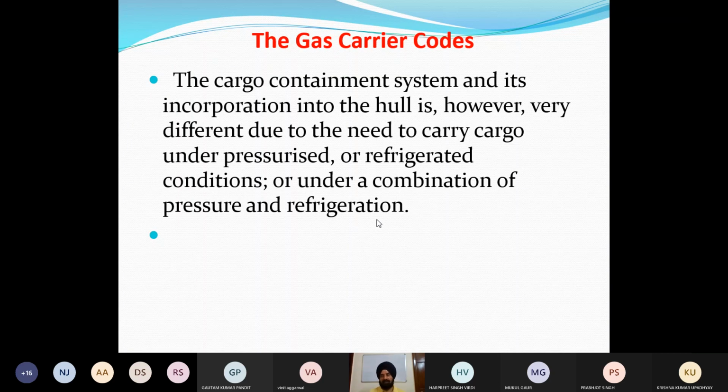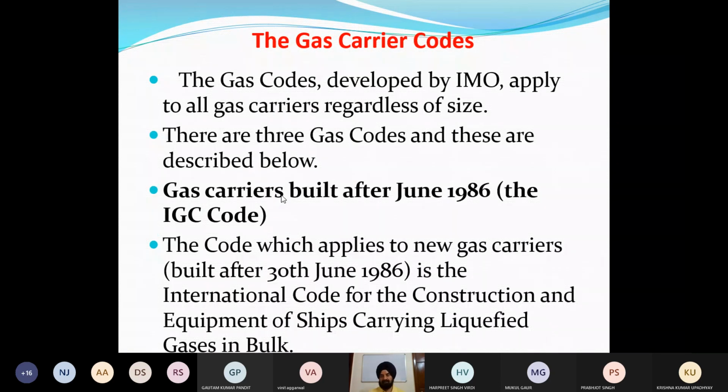Now these codes basically, if you see, they apply to all the gas carriers regardless of the size. And first was the gas carriers built after June 86, so IGC code.